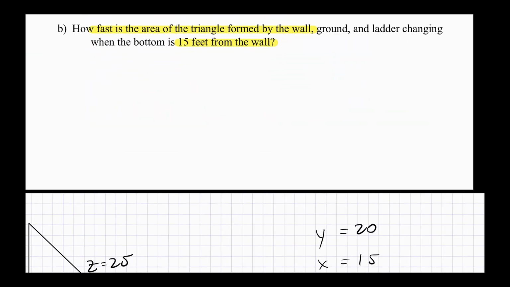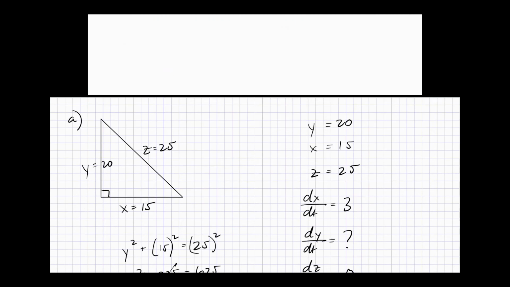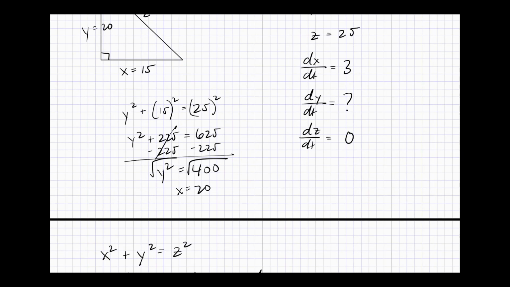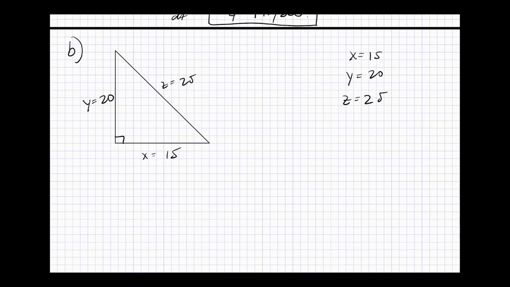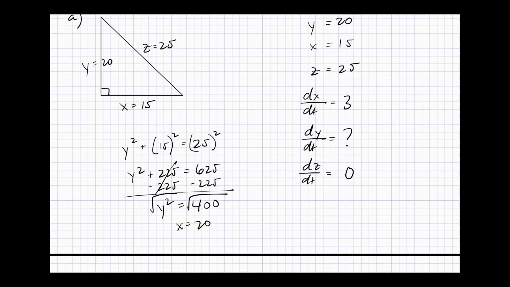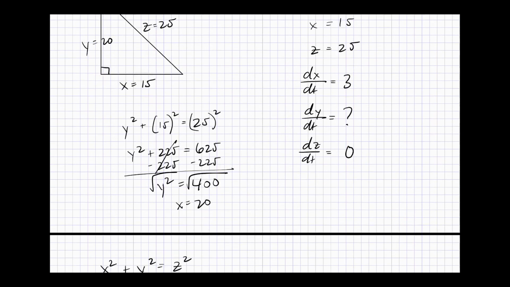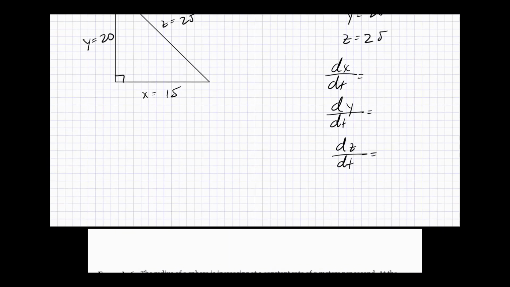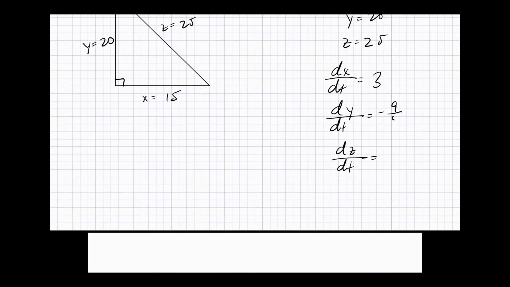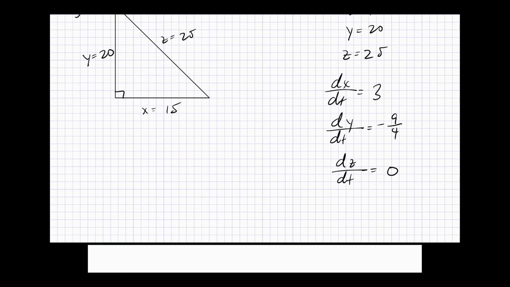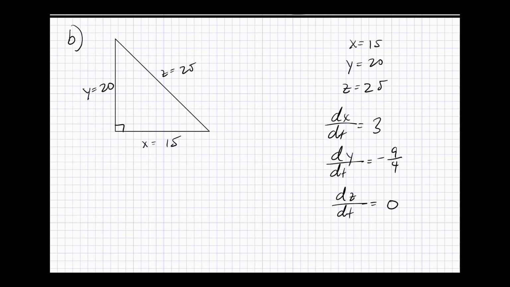How fast is the area? So now we know these things, right? We know dx dt, we know dy dt, and we know dz dt. So let's write those down as well, since we know them from the last problem. So dx dt is 3, dy dt is negative 9/4, and dz dt is 0. That's all taken from the last problem.